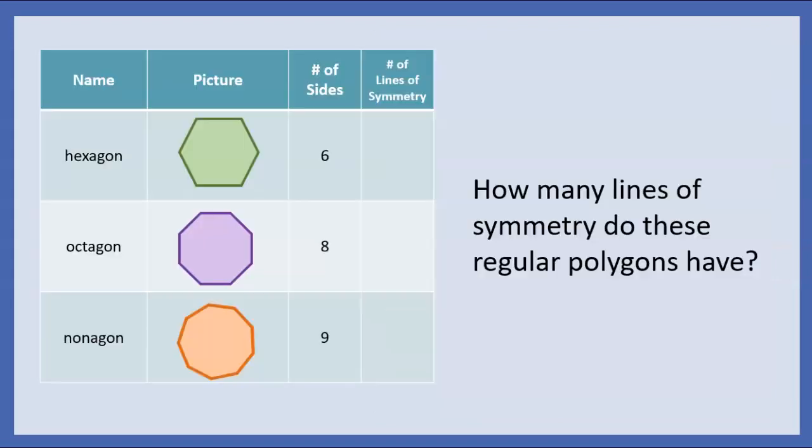Let's try with a few more. How about a hexagon, an octagon, and a nonagon? Go ahead and pause the video. See if you can use those methods we used on the previous shapes to come up with the number of lines of symmetry for each of these shapes.